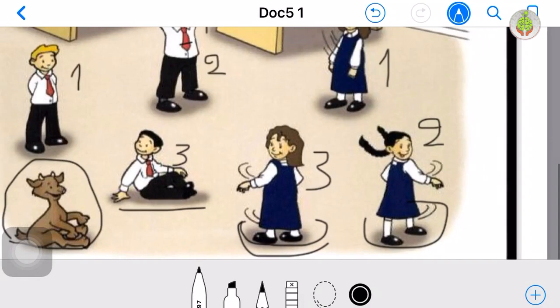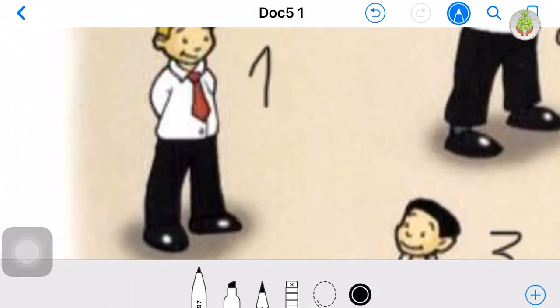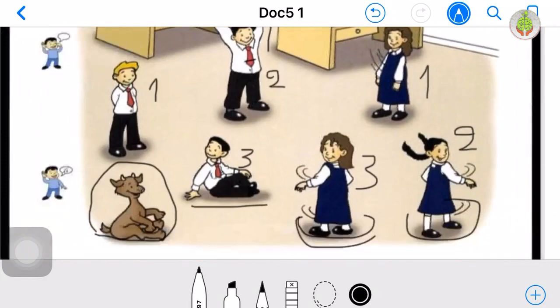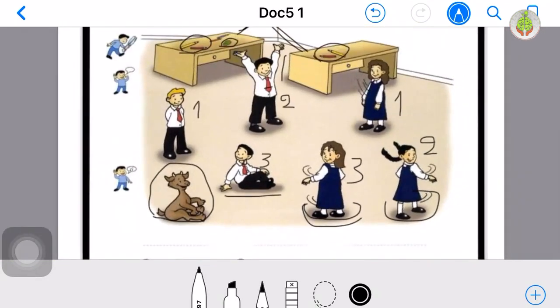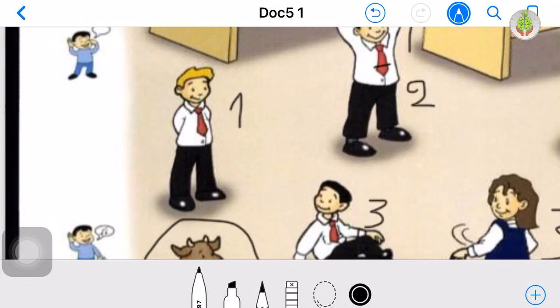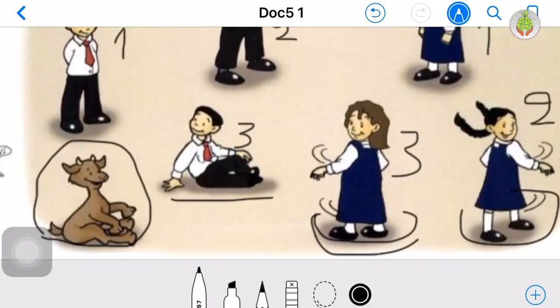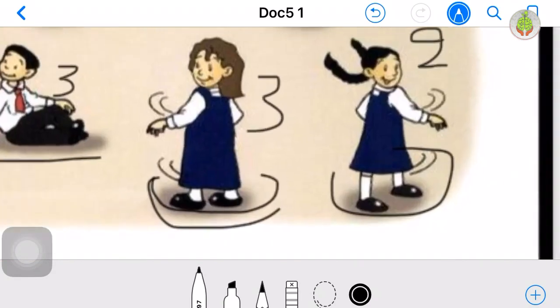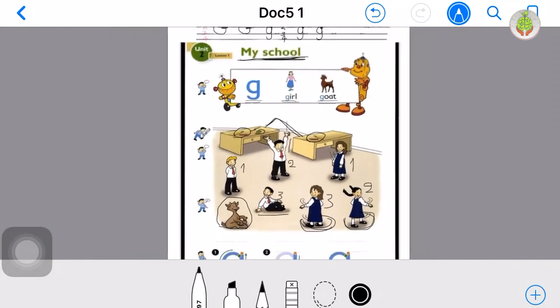So, we've just listened to the audio about these orders, هي الأوامر اللي هي hands up, hands down, stand up, sit down, turn around. Let's try to say them again. Repeat them after me. كرروهم بعدي. Hands up. Hands down. Stand up. Sit down. Turn around. Good.